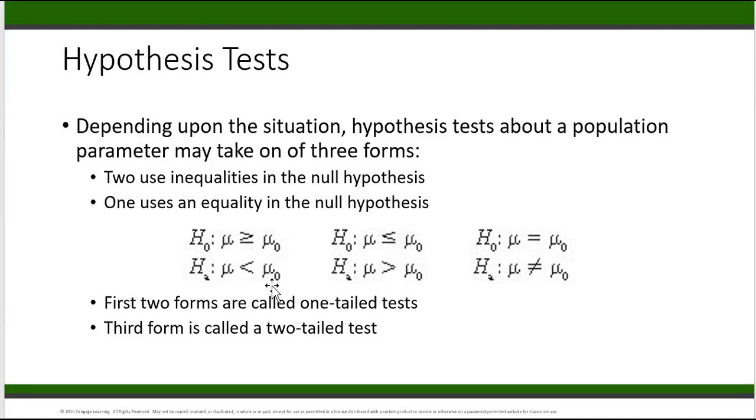So mu0 is the hypothetical value, so it's going to be 3. mu0 is 3. So we want to see if the mu of GPA is strictly less than 3. Now when you have this as your research question, the opposite of this, strictly less than 3, the null will be greater than or equal to 3.